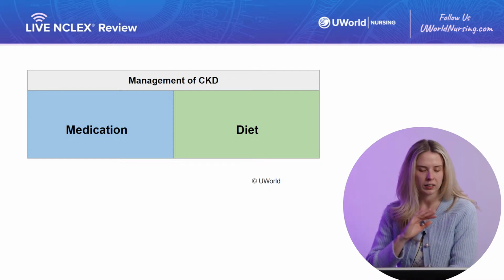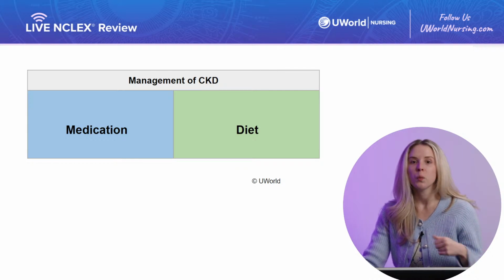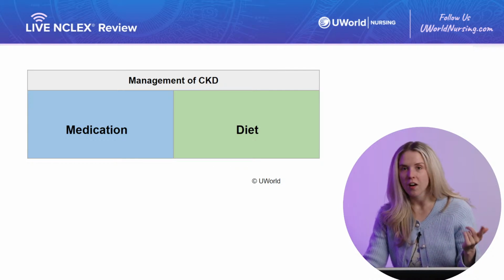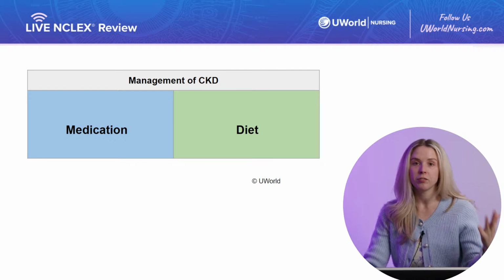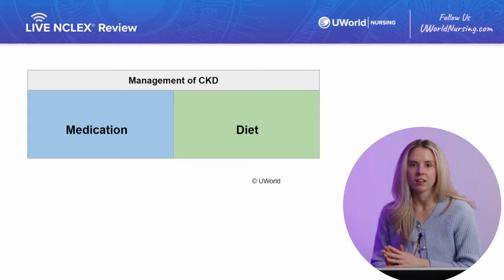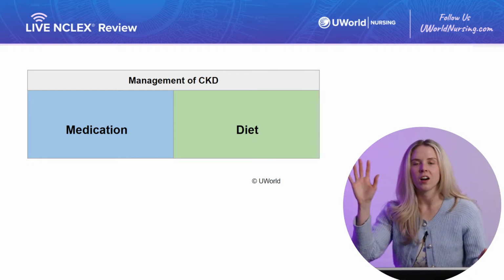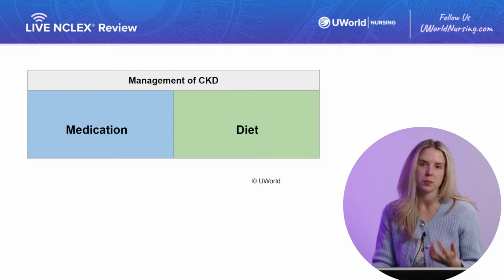Again, sticking to our lean sources of protein. So to sum all that up, because it was a lot, we're going low potassium, low phosphorus, low sodium, a fluid restriction, and a moderate protein restriction for our CKD clients. So that sums up our medication as well as our diet side of twofold management of CKD.